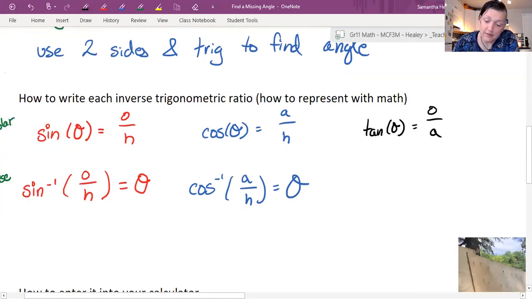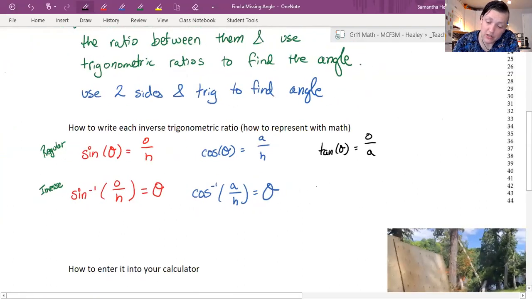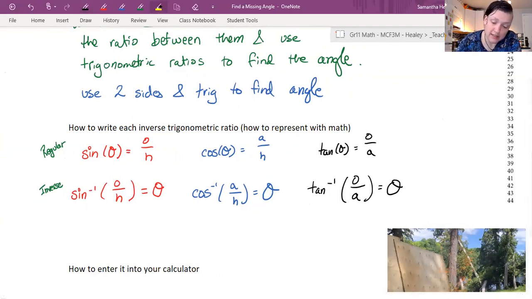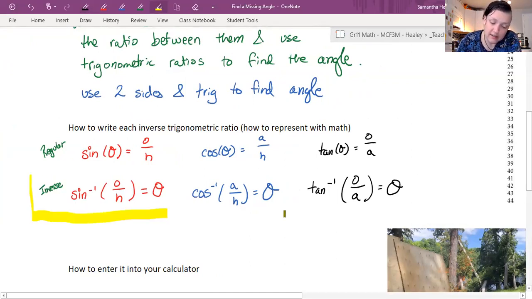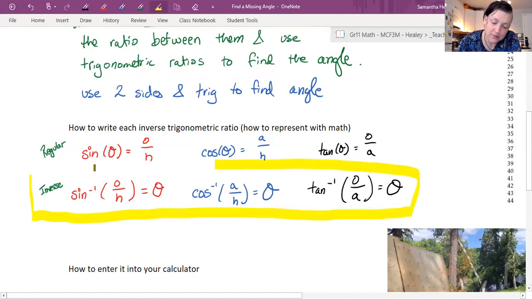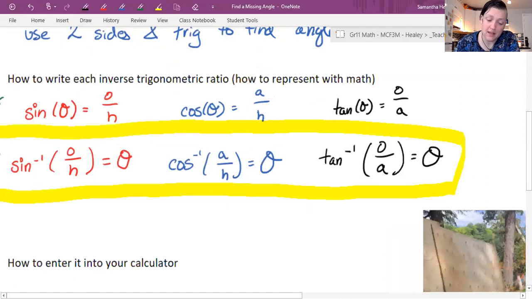And for tan inverse or tangent inverse, you just write it in the same kind of way. So the tangent inverse of that ratio between opposite and adjacent will give you the angle. So this is how we write this in math language. So these are how we write the inverse ratios in math language.